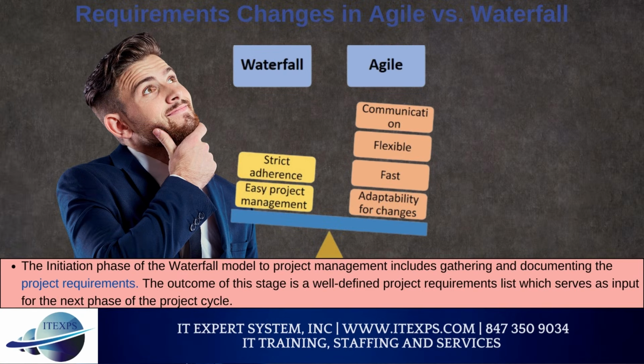2. Requirements changes in Agile versus Waterfall. The initiation phase of the Waterfall model to project management includes gathering and documenting the project requirements. The outcome of this stage is a well-defined project requirements list which serves as input for the next phase of the project cycle. An Agile project, on the other hand, welcomes changing customers' expectations or market fluctuations and aims to accommodate such alterations along the way in a constructive manner.